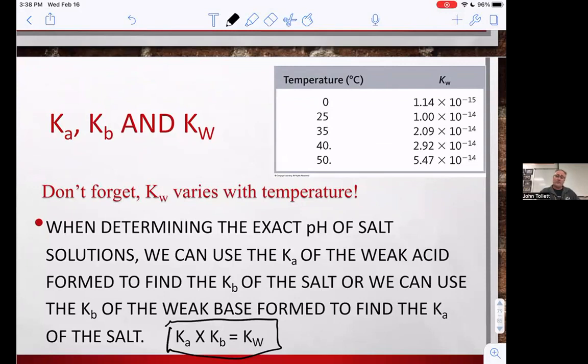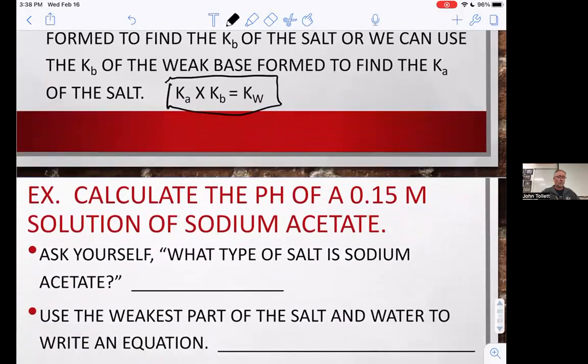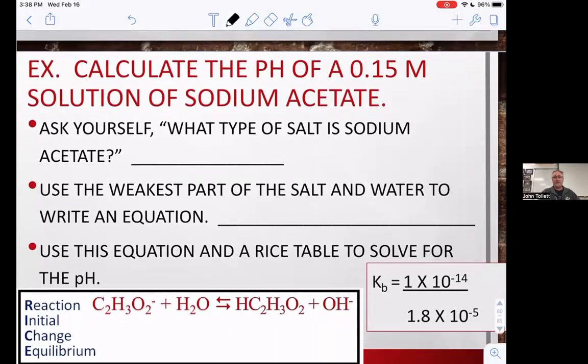But to find out what it is for that salt, you may have to do a little calculation like this off to the side to find out what that Ka or Kb value is when you ionize the salt and try to calculate its pH. So let's do a little example of that. Calculate the pH of a 0.15 molar solution of sodium acetate.